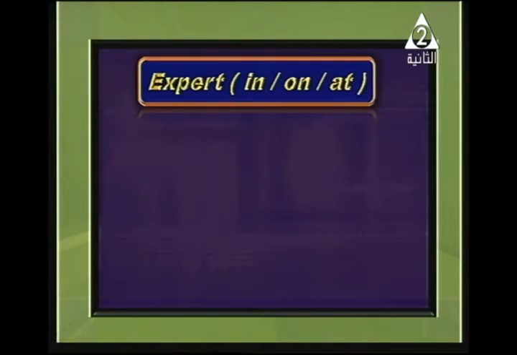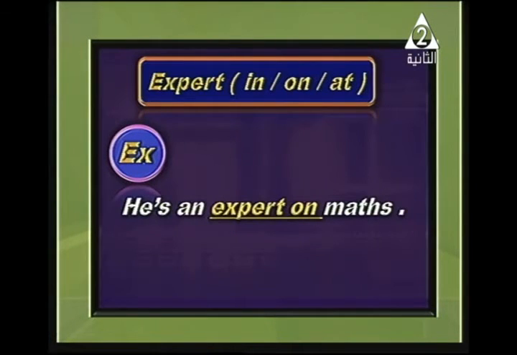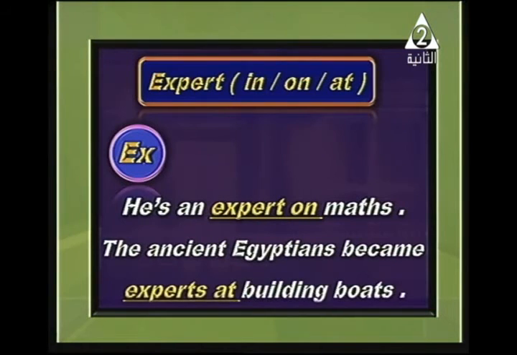Expert in, on, at, meaning expert in. Example. He is an expert on math. The ancient Egyptians became experts at building boats. Here we notice experts came with the preposition at.